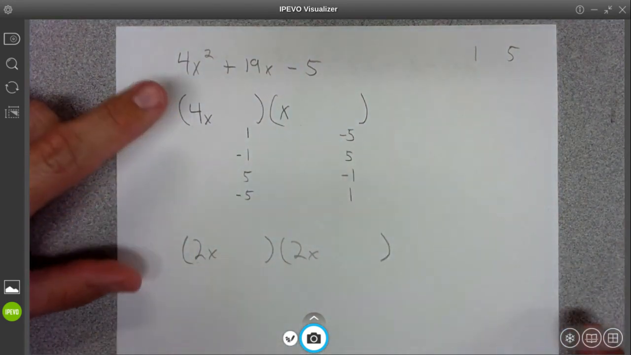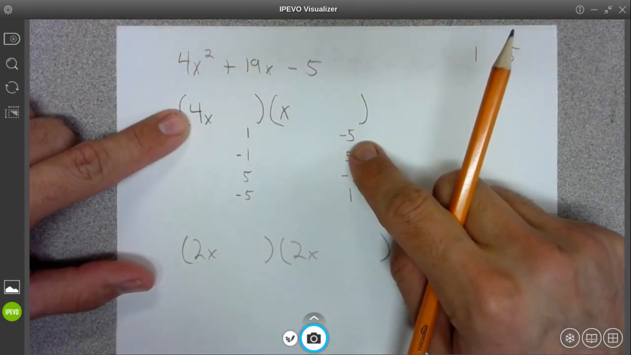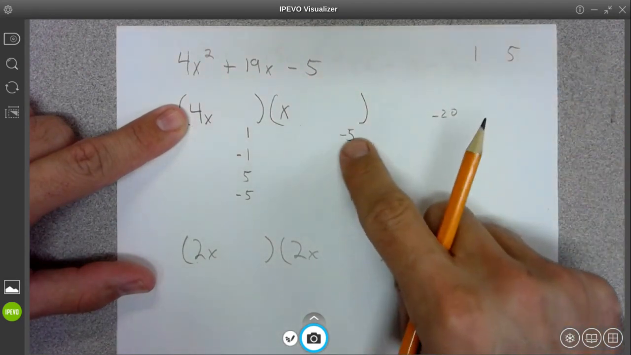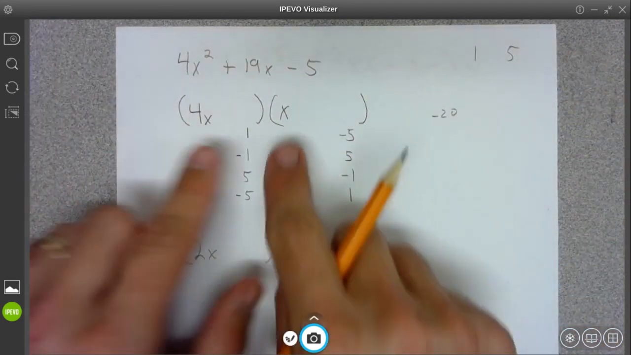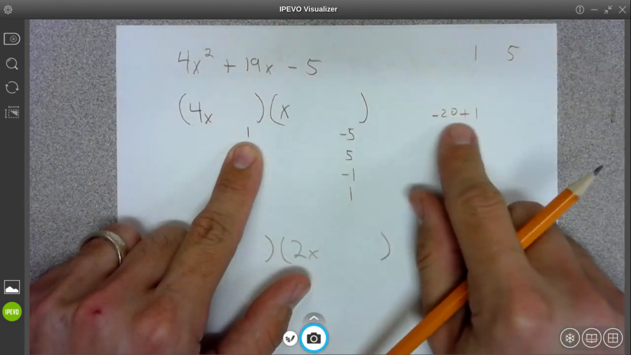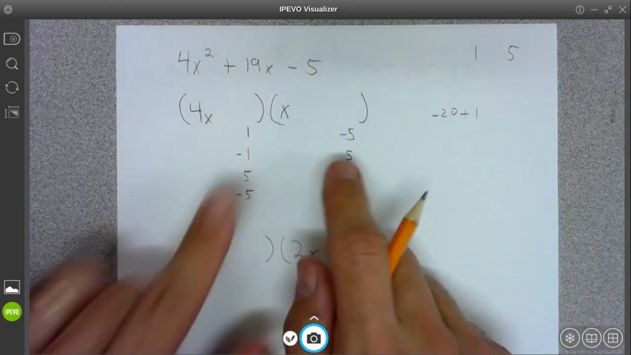Okay. So positive 4 and negative 5, that's going to give us negative 20. I need to write this out here. That's going to give us negative 20, and that's going to give us positive 1. Now this is equal to negative 19. We wanted positive 19, so that's not it.